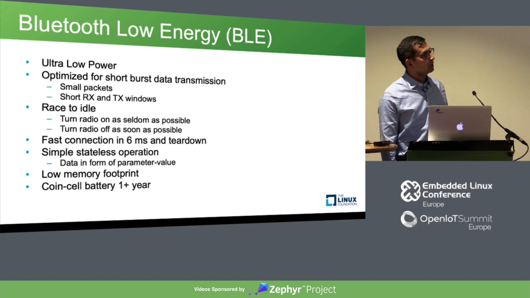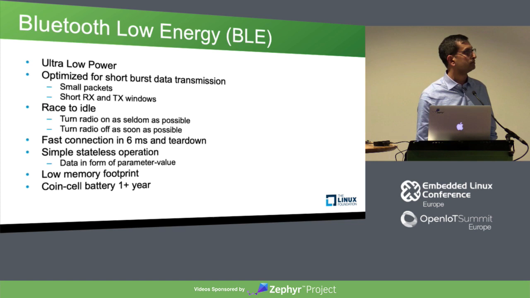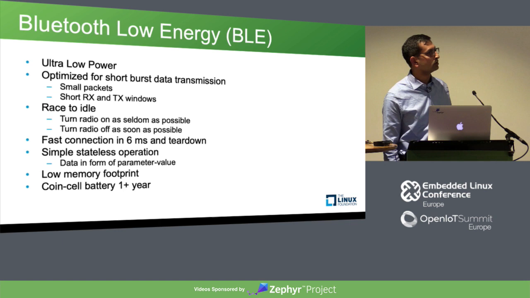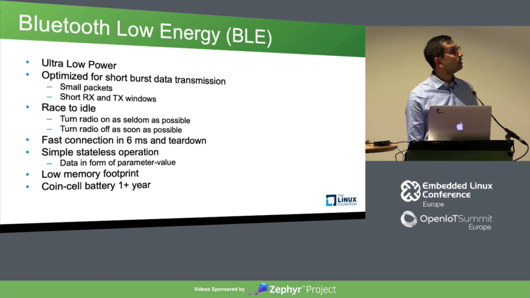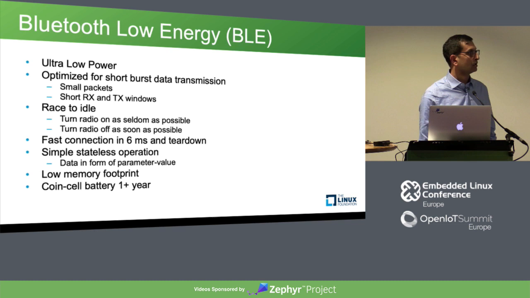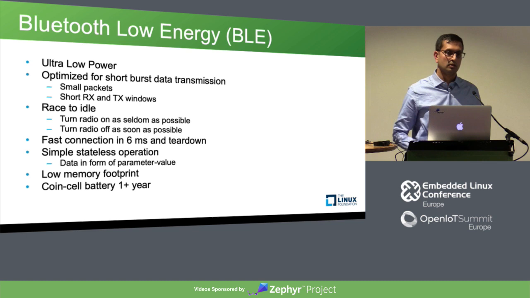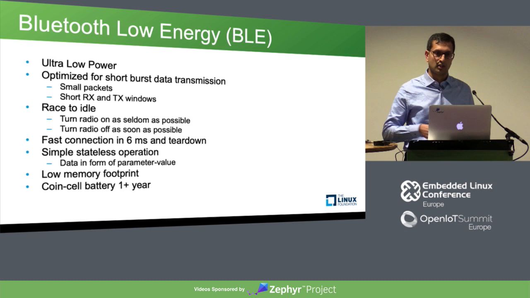What is Bluetooth low energy? It's ultra low power, so it's even lower power than the basic rate. It's optimized for short burst data transmission, which means very small packets on air, and very short RX and TX windows. The main idea was race to idle, which is basically you turn on the radio as seldom as possible and turn off the radio as soon as possible. With this, you can actually achieve a connection, transmit data, and tear down within 6 milliseconds. So a device can advertise and be scanned by a second device, connected, transmit some minimum data, and then tear down by 6 milliseconds.